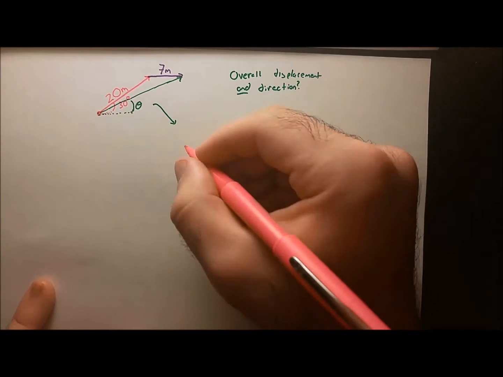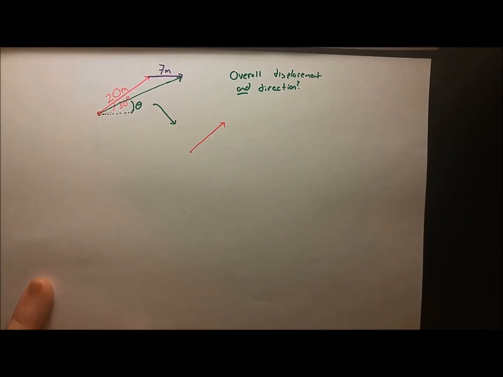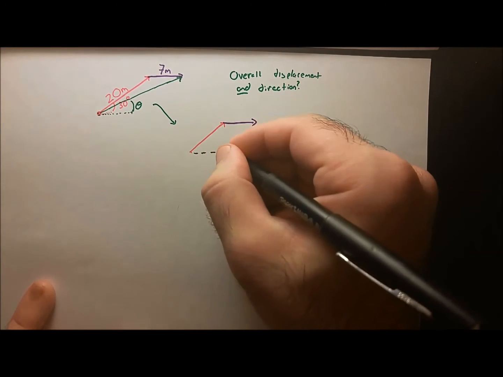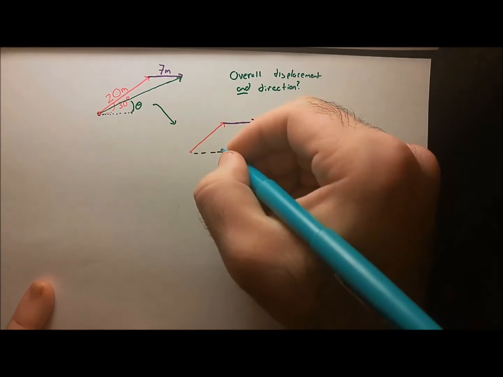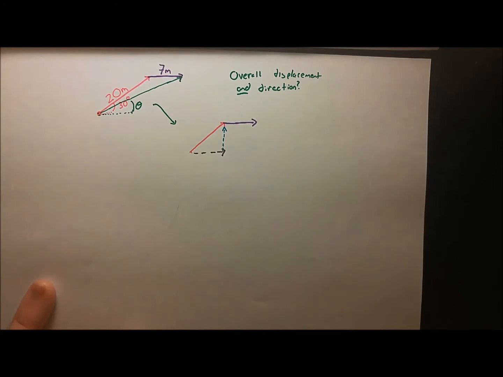So instead of doing law of sines, law of cosines, which is actually really hard to work with when you have cases like this, even if you have more than two walks, we're instead going to find the x and y parts of them. Let me draw them in. You can see I'm drawing in the x and y parts.